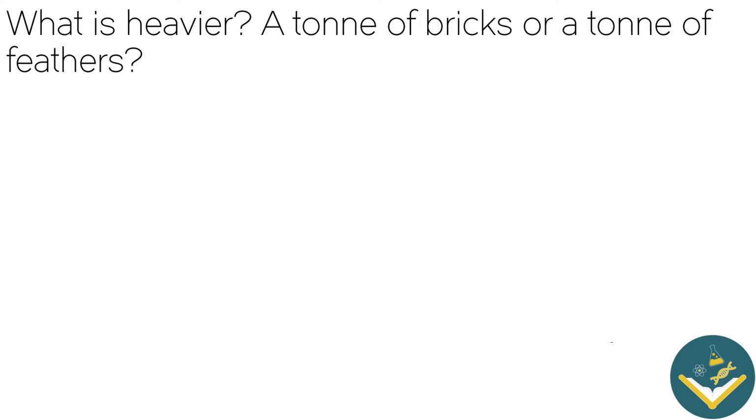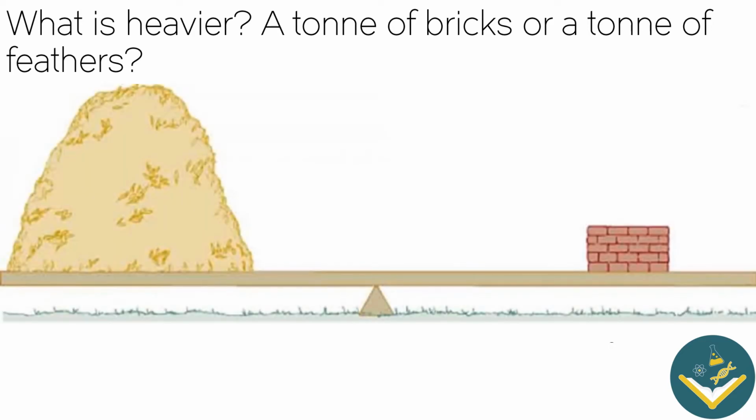Now, of course, to many people, as you probably well know, it's a bit of a trick question. The question is about mass or weight, and you're asked to compare two weights. A ton is a weight, and if you have a ton of feathers and a ton of bricks, then you have an equal weight of both. So they weigh the same amount.